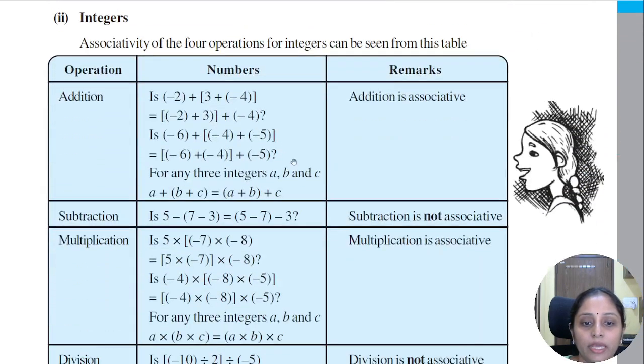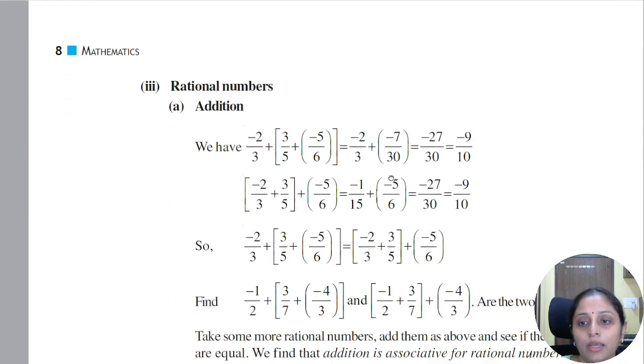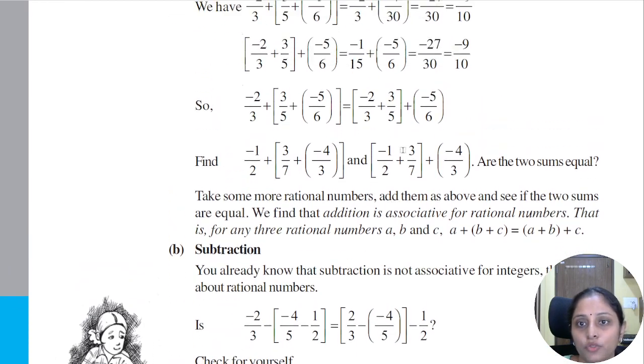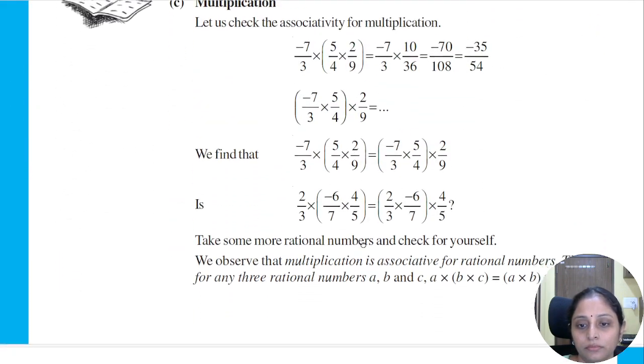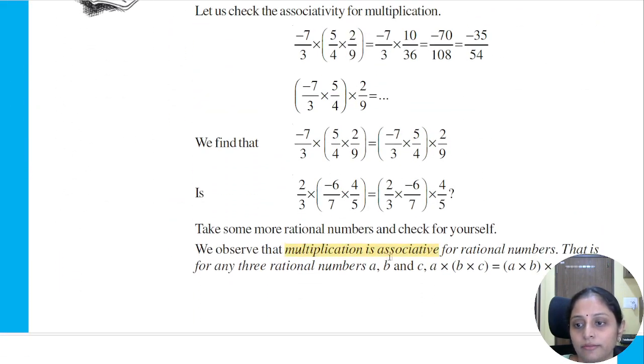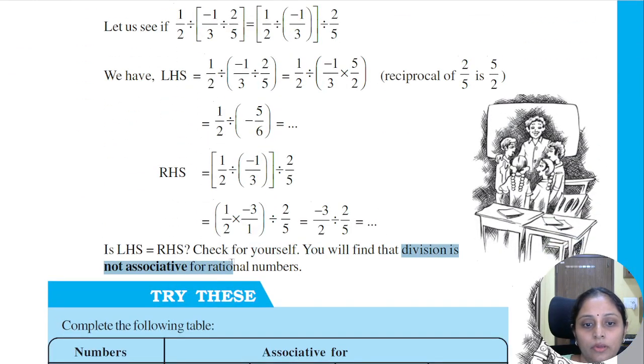Next, coming to integers, again they have taken a few examples and they have concluded just like us, addition is, subtraction is not, multiplication is, and division is not associative for the set of integers. Now coming to rational numbers, they have again taken a few examples and shown you the calculations as well. Here again they have concluded addition is associative, subtraction is not associative, multiplication is associative, right, and division is not associative. Okay, so we have got the same result, right?